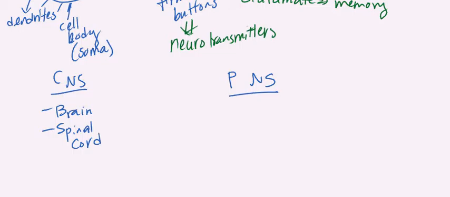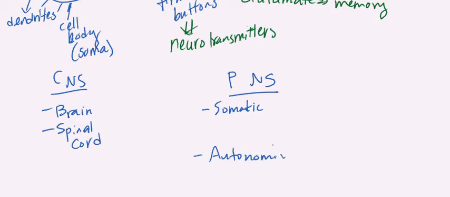Spinal cord. So the brain and the spinal cord help interpret the information that comes in. So they decide what the information is, they decide what to do next. Now the peripheral nervous system consists of two parts, the somatic part and the autonomic part.